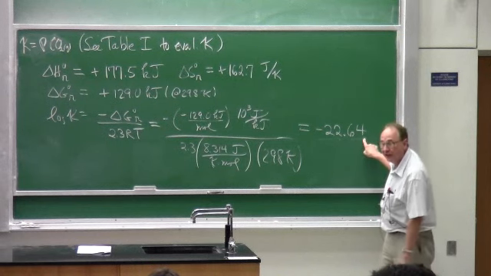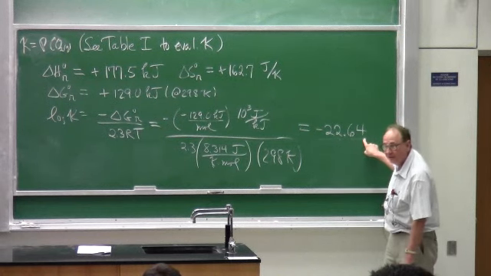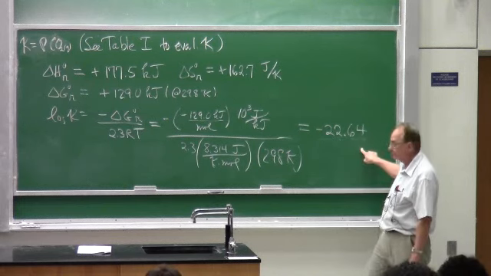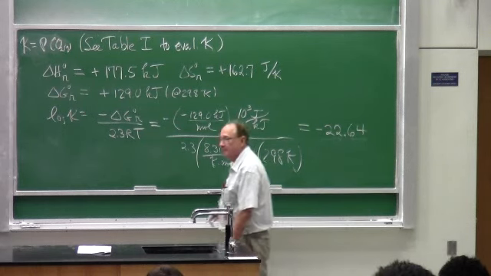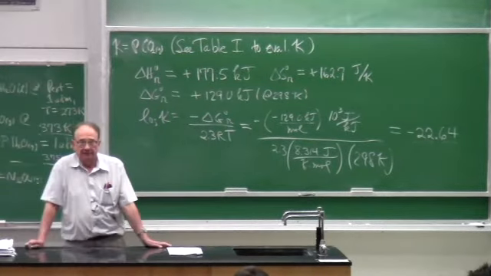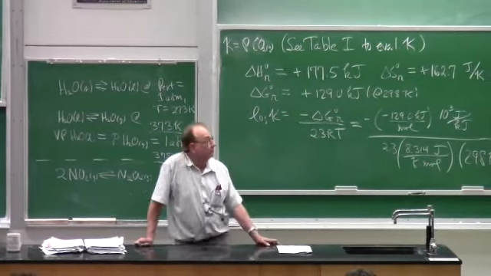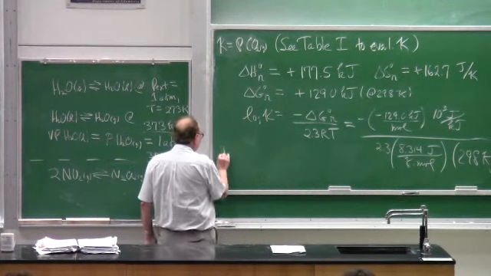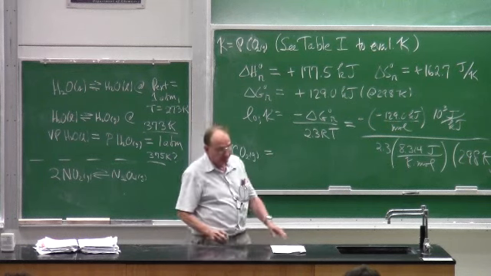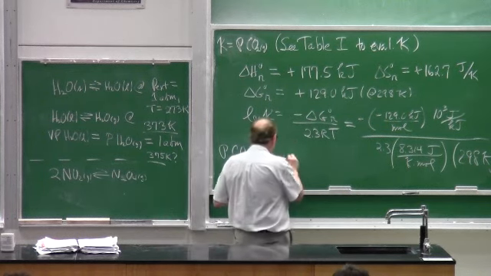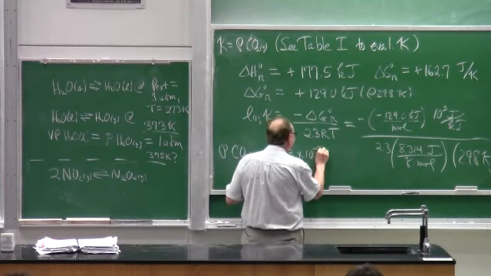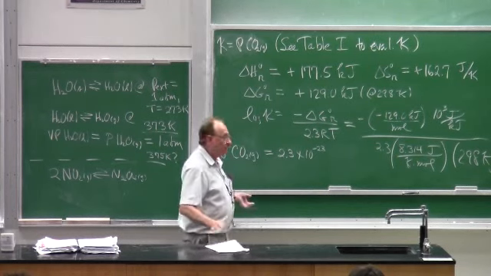These digits correspond to measurement significance. These digits are part of the mantissa of this log. Okay? Now, I'll take the antilog of this value to get K. In so doing, I get 2.3 times 10 to the minus 23.